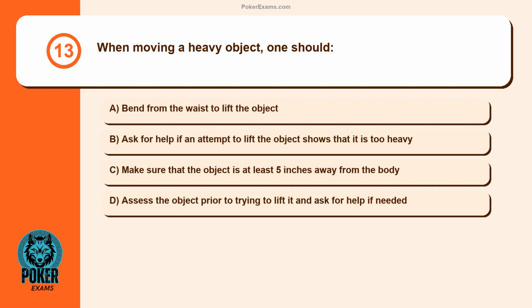Question 13. When moving a heavy object, one should: bend from the waist to lift the object. Ask for help if an attempt to lift the object shows that it is too heavy. Make sure that the object is at least 5 inches away from the body. Assess the object prior to trying to lift it and ask for help if needed.